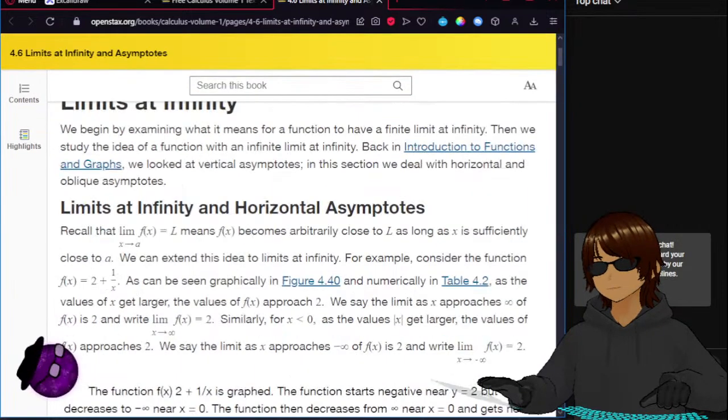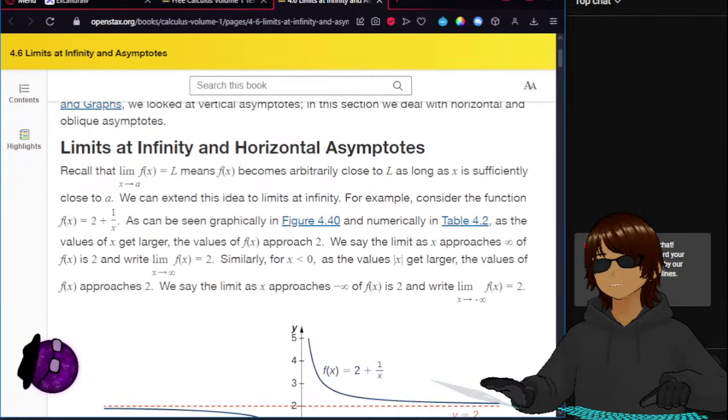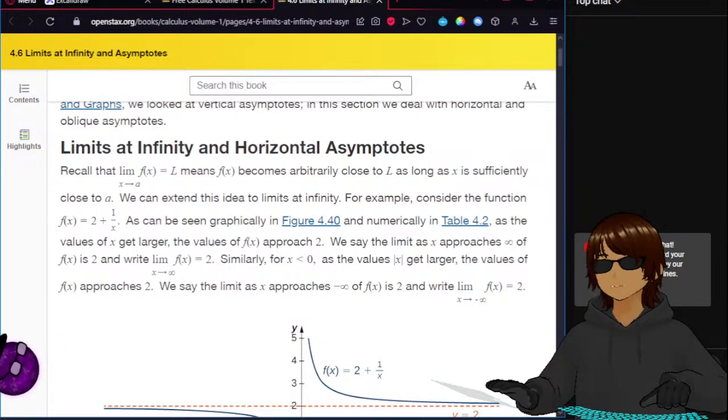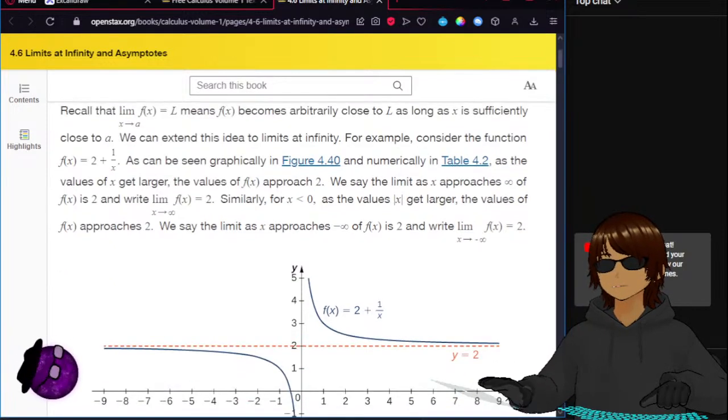Okay, so limits at infinity and horizontal asymptotes. Recall that the limit of f of x as x goes towards a is equal to L means f of x becomes arbitrarily close to L as long as x is sufficiently close to a. We can extend this idea to limits at infinity. For example, consider the function f of x is equal to 2 plus 1 over x. As the values of x get larger, the values of f of x approach 2. We say the limit as x approaches infinity of f of x is 2.